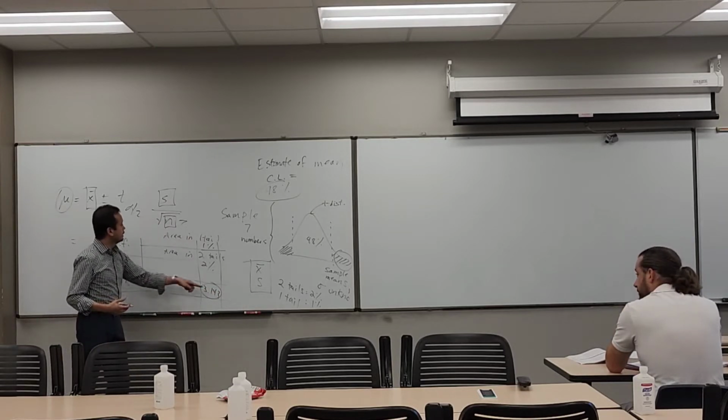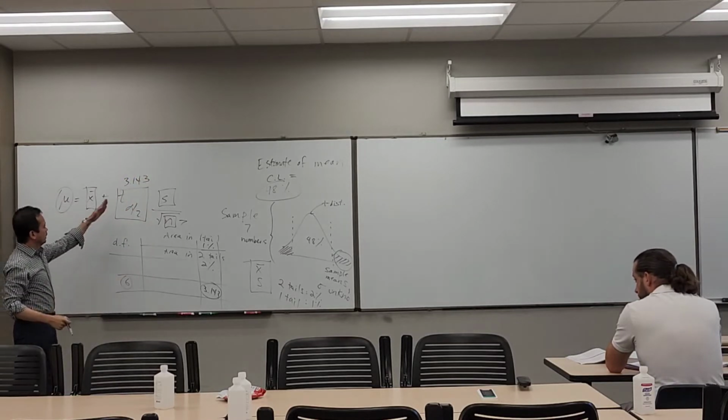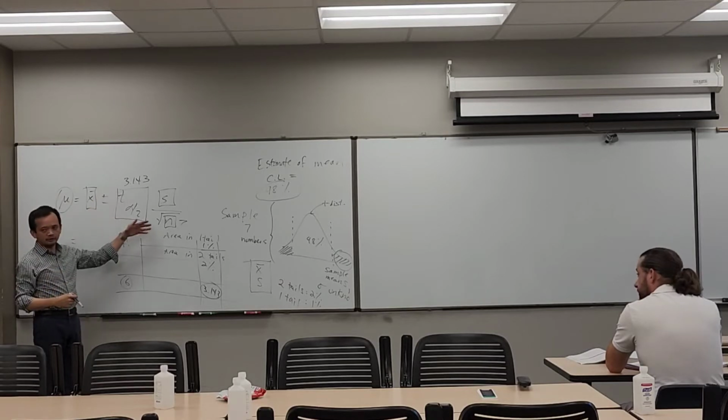Okay. So now we have all the numbers we need. The t-score here ends up being 3.143. So at this point, you just punch everything in.